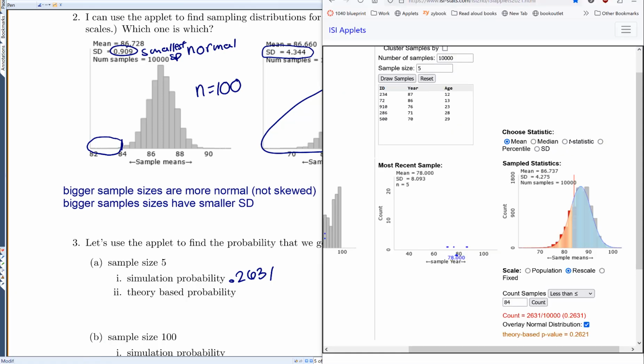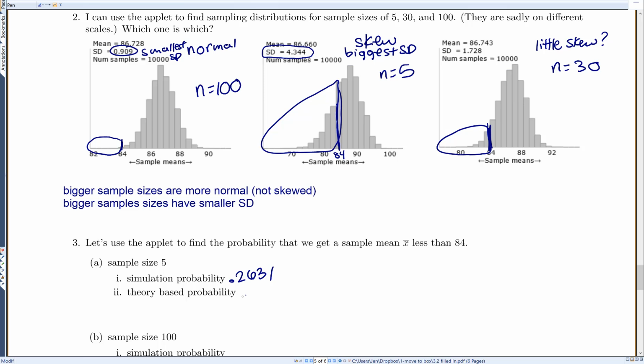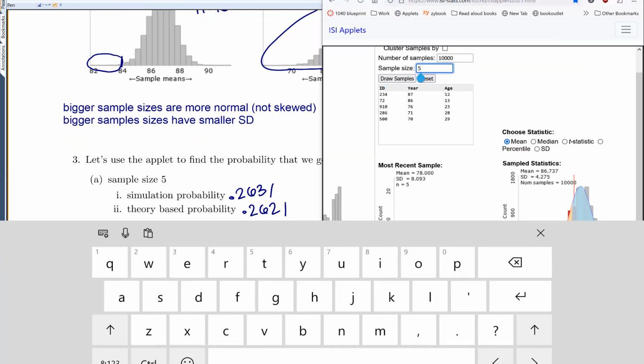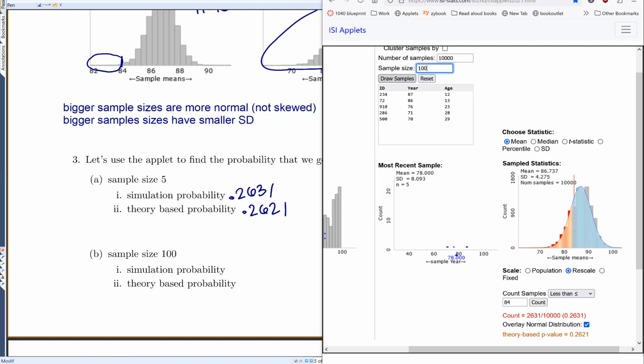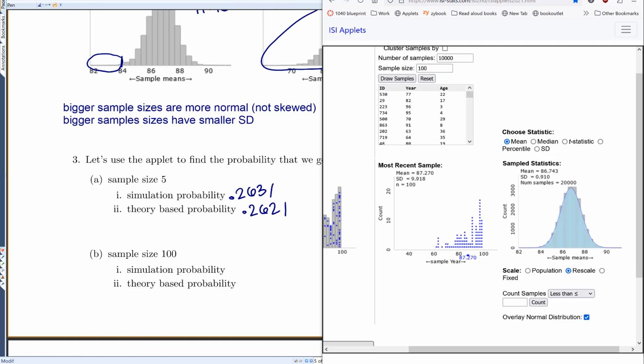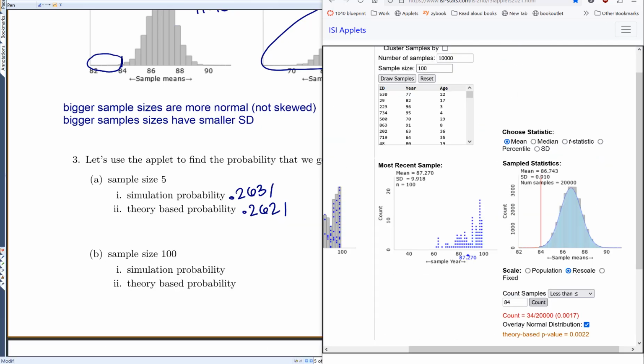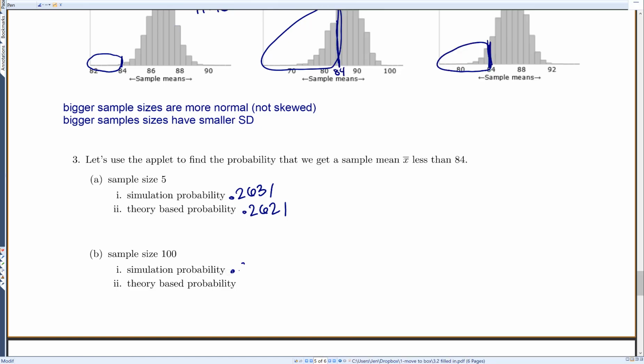I can also click overlay the normal distribution. That will give me my theory-based p-value, which is labeled for you as 0.2621. So now we want to try that with a sample size of 100 instead. So we come back, we change our sample size to 100. We have to draw new samples because we have different sample sizes. Look how much it looks like a normal curve. The normal curve is still overlaid. We want to count samples less than 84. So you can see our p-values are 0.0017 for the simulated and 0.0022 for the theory.